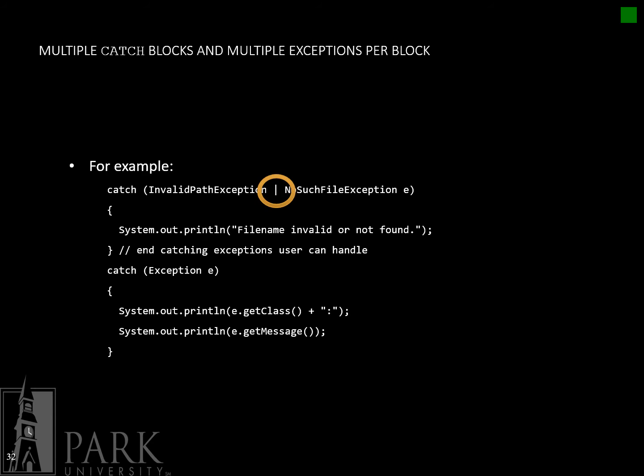Notice the pipe operator. This is normally a bitwise OR operator, but in this case it's simply a syntax rule that was added in Java 7 to make life easier to specify multiple exception classes. In this case, this block will handle exception class A or exception class B, but not both. Before Java 7, you'd have to have a separate catch block for each exception type.